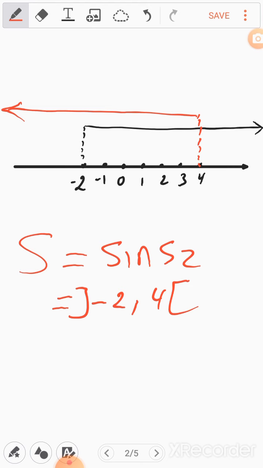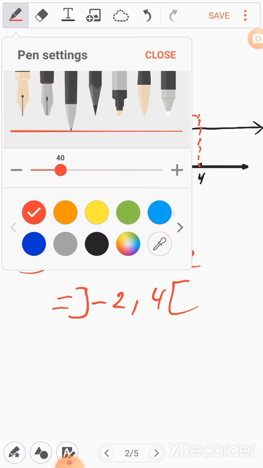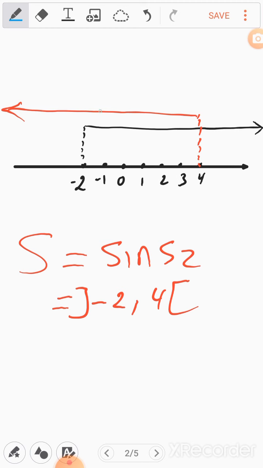The common values between the first solution and the second solution are the values belonging to this interval from minus 2 to 4. This region is the common region, from minus 2 to 4. This is the interval. This is the solution of the system.